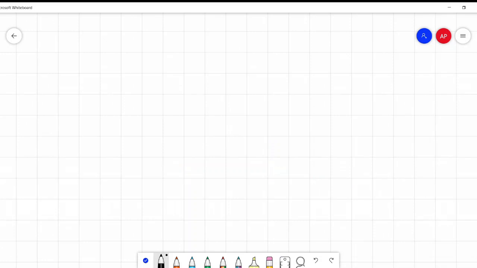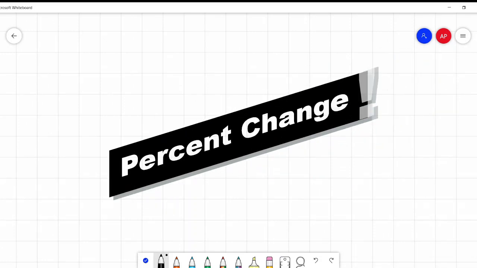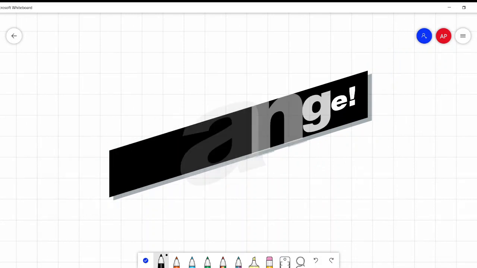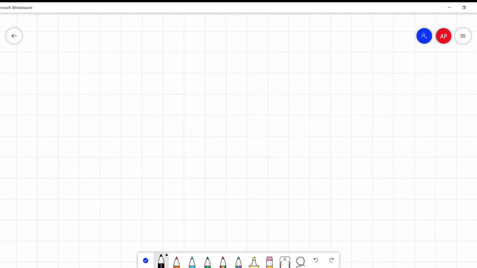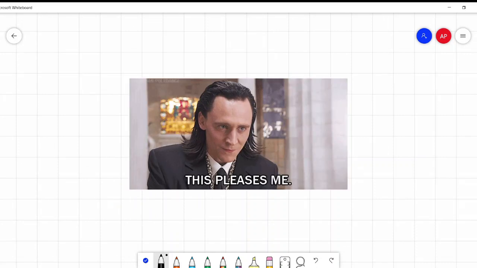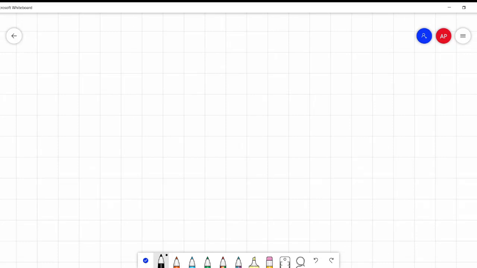Okay, so today we're talking about percent change. Now, percent change is something that comes up a lot in word problems. Man, do they love giving these as word problems. Now, I'm going to assume with this that you already have a handle on what percent means.